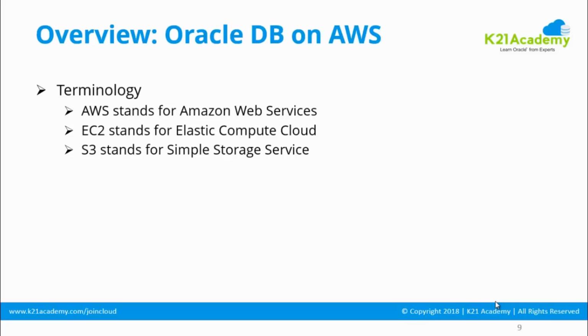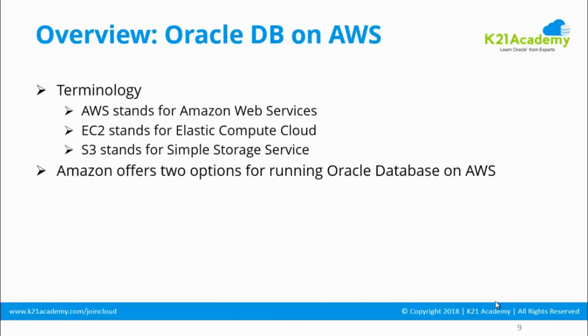Before we get to the meat of the discussion, let's familiarize ourselves with some of the terminologies. AWS stands for Amazon Web Services. EC2 stands for Elastic Compute Cloud, which is also a key component of the Amazon Infrastructure as a Service. And S3 stands for Simple Storage Service, which allows you to manage your snapshot backups and move the backups across multiple regions and things like that. So the core concept of EC2 and S3 is that they are attached to the IaaS offering of Amazon Web Services.